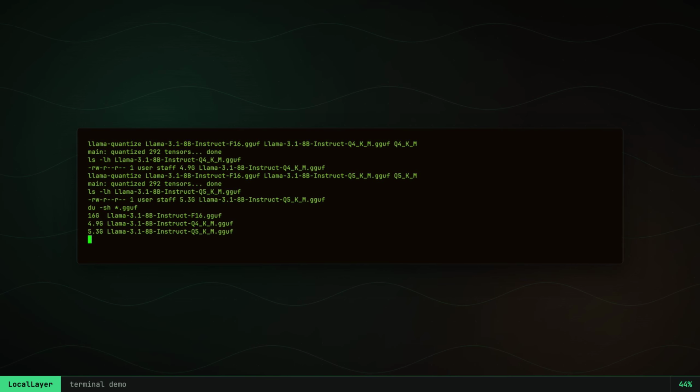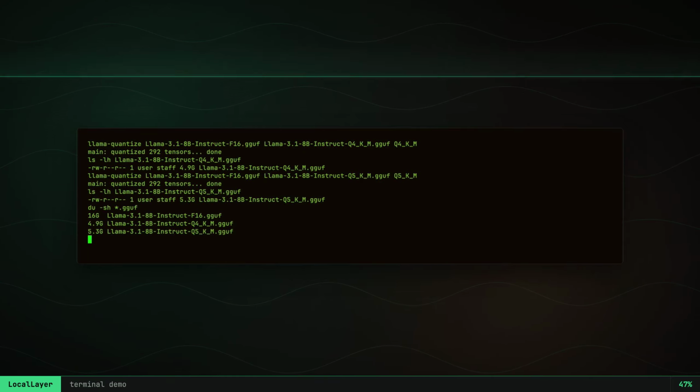a real cost of +0.1754 perplexity on Llama 3 8B versus F16. Run it again at Q5_K_M, and you get 5.33 gig for only +0.0569 perplexity, barely worse than F16 at all.